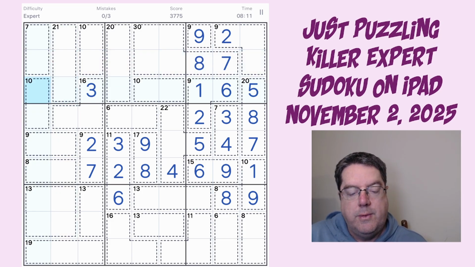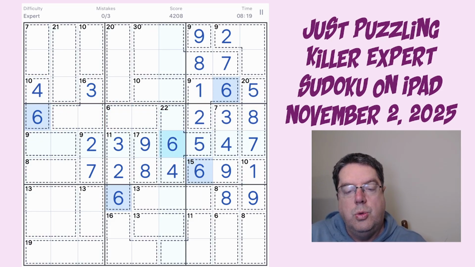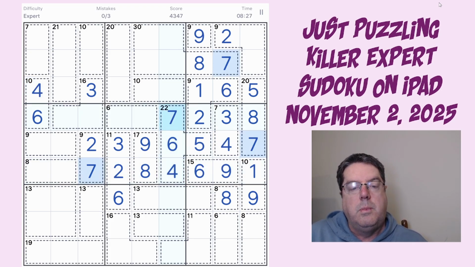41 from 45 is 4, so that's a 4, and this is a 6. I need a 6 not to be here, so that's a 6 there. That adds up to 15. 15 from 22 is 7. 8, 1, 3 and 5.